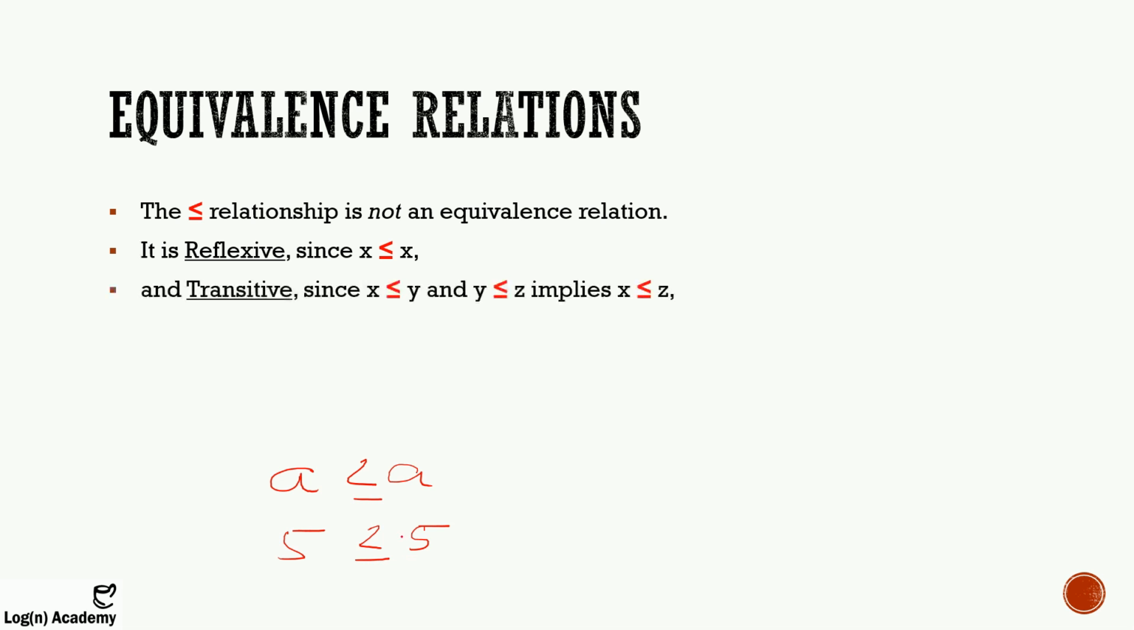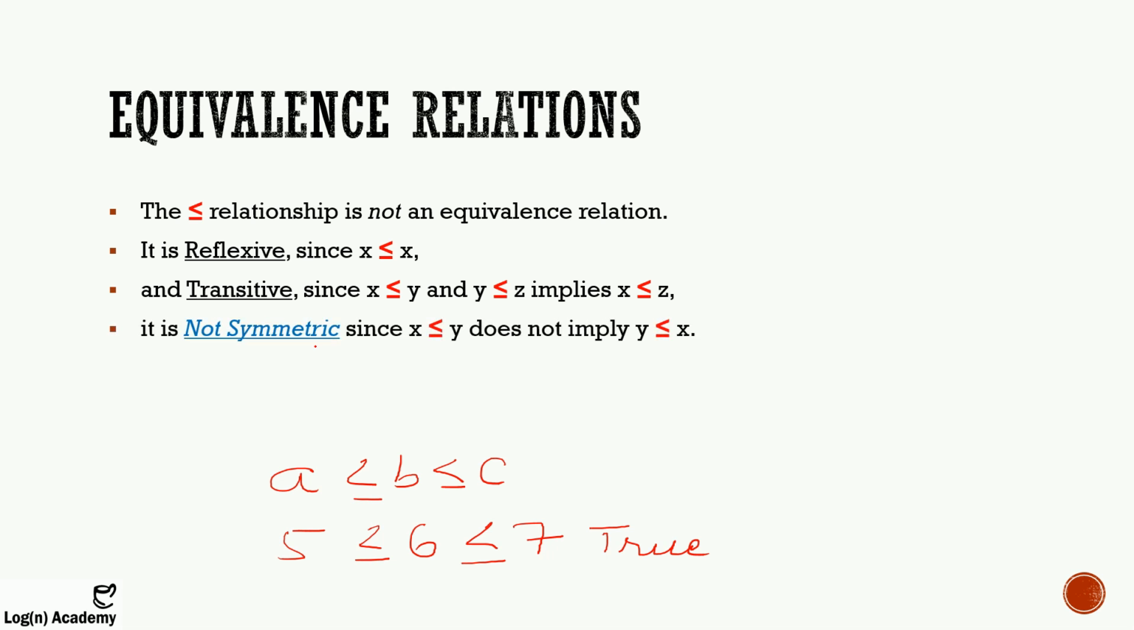Second point is transitivity. If x is less than or equal to y and y is less than or equal to z, this implies that x is also less than or equal to z. So now what does this mean? Let's say we have a is less than or equal to b and b is less than or equal to c. In this case, I can say 5 is less than or equal to 6 and 6 is less than or equal to 7. Is this true? Yes, it is true because 5 is less than 6 and 6 is less than 7. The transitivity property has also been satisfied.